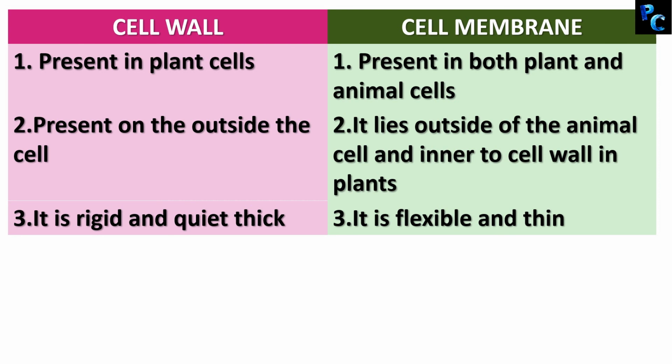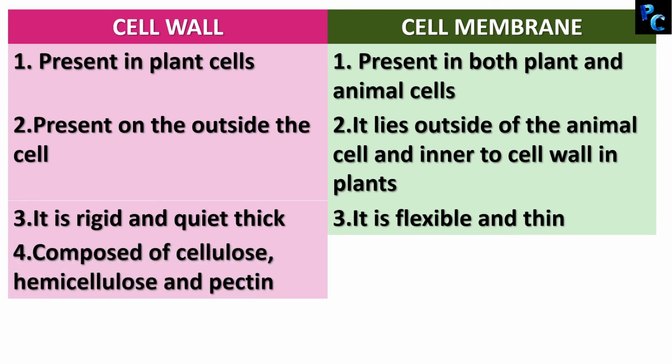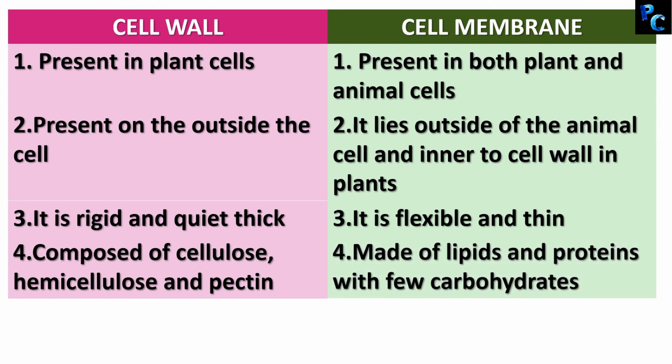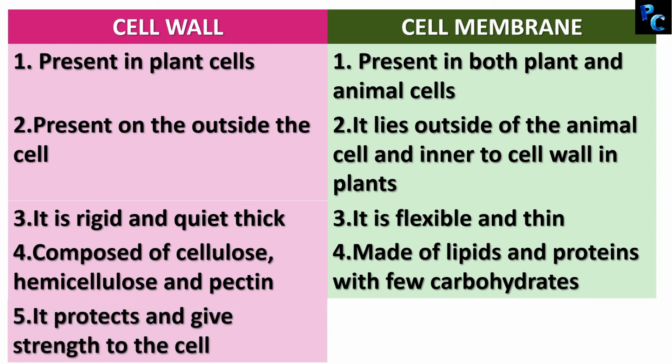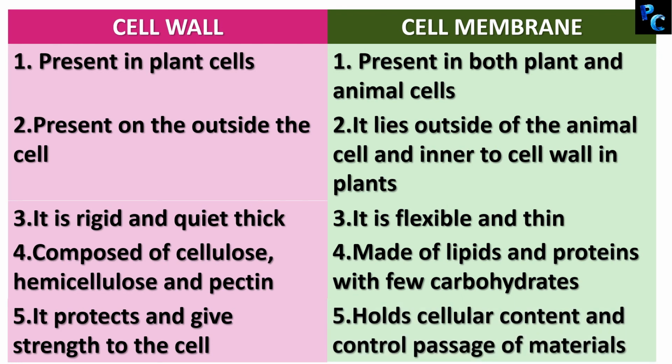That's why the tree wood or bark is so hard, but our skin is much more flexible because our skin, that is animal cell, do not have cell wall, but plant cell, which is the bark and everything, has the cell wall. Cell wall is composed of cellulose, hemicellulose and pectin. Cell membrane is made of lipids, protein and few carbohydrates. Cell wall protects and gives strength to the cell. Cell membrane holds the cellular content and control passage of material.